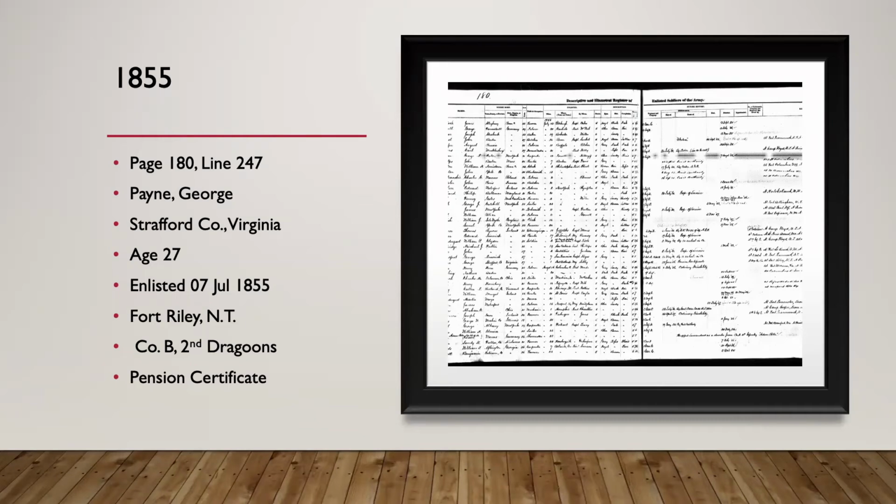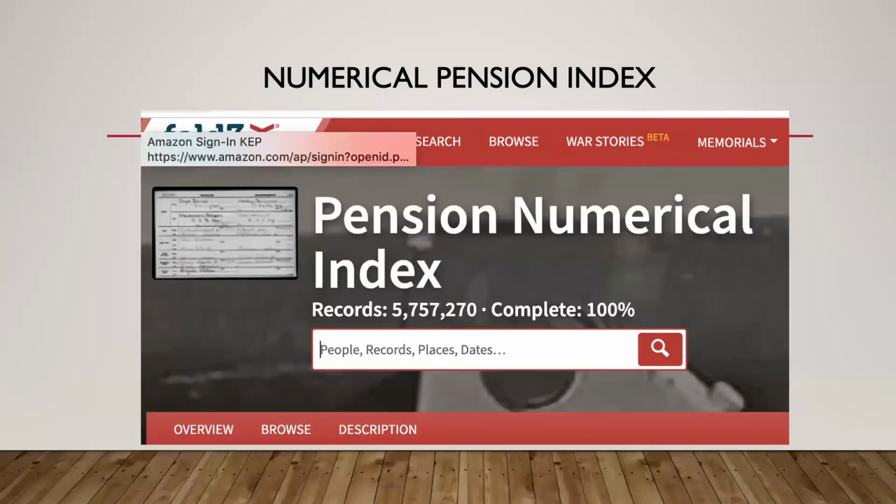So that tells us he was discharged. Well, for this time period, those are Old Wars, and the Old Wars Index is up on FamilySearch. It's not on Ancestry or Fold3 for some reason. But what is on Fold3 is the Pension Numerical Index, and I sometimes like to use that before I go looking for an Old Wars pension, just because the Old Wars Pension Index is only available on FamilySearch.